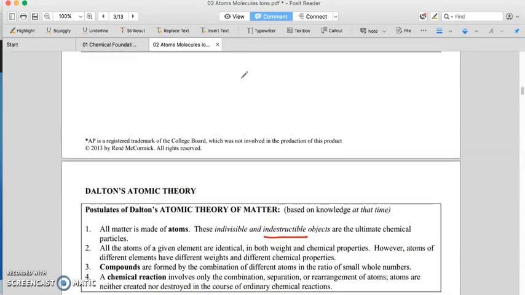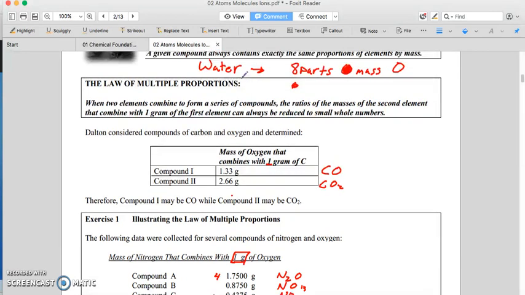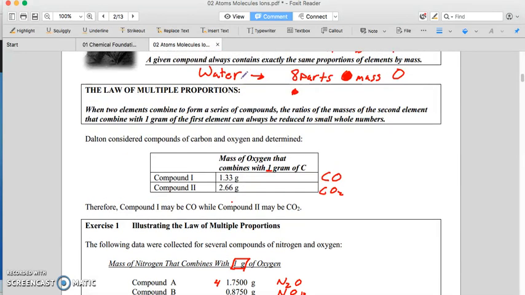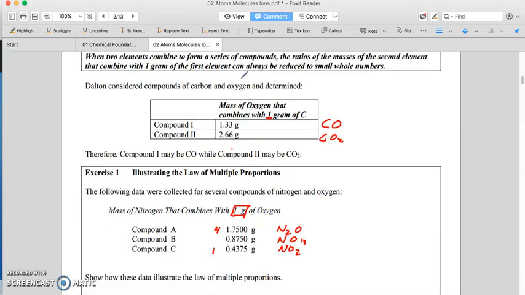I just wanted to go over these fundamental laws of chemistry. So, where did the concept of the atom come from? Well, it came from a need to explain these laws.